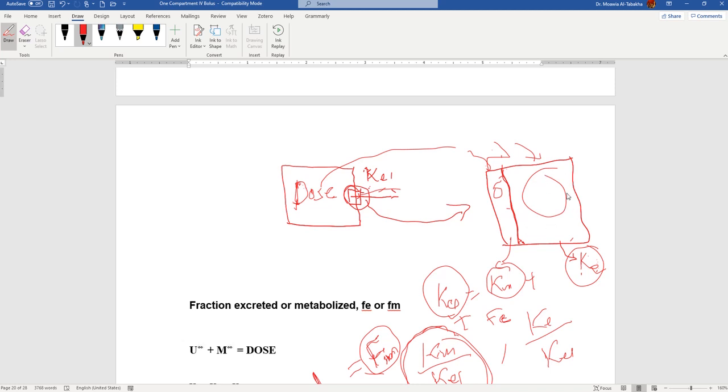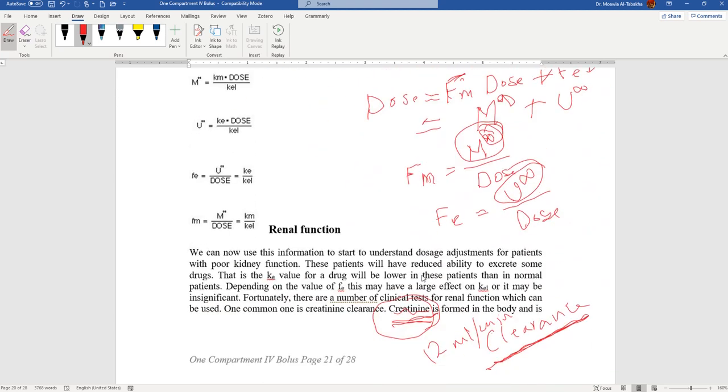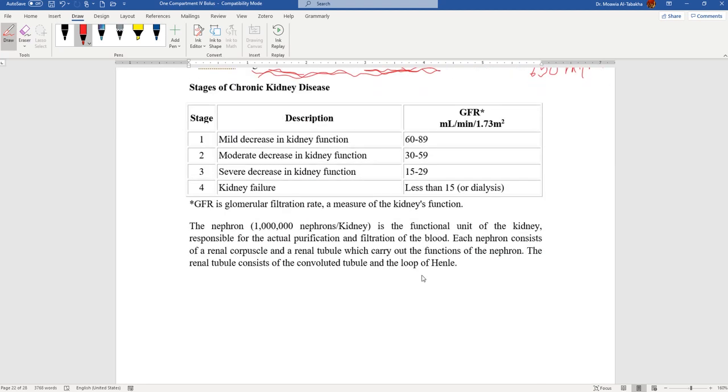Isn't this what we talked about, the kidney KE? I will know the effect on the KE. And if I know the effect on the KE, I will know the effect on the KL. And I will know what will happen to the elimination of the drug. Okay?